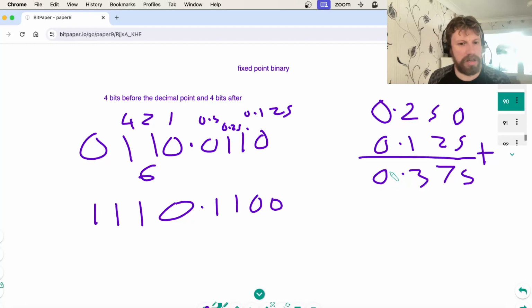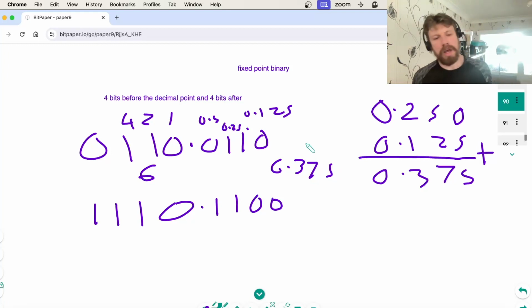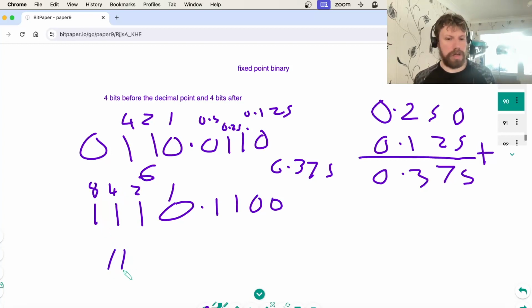So that gives you that. And then we just put the 6 and that together. So it's going to be 6.375, okay, for that fixed point number. Now, there is another method which you can use fractions. Either or will get you the marks because that's maths. So 1, 2, 4, 8. That's going to give me 8, 4, 2, so that's 14.